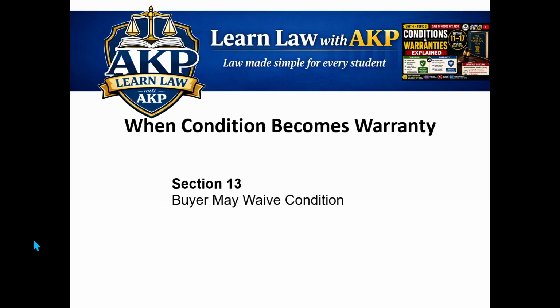Now, when conditions become warranty. Section 13 provides an important exception. Sometimes the buyer voluntarily chooses to treat a breach of condition as a breach of warranty. In such a case, the buyer keeps the goods and claims damages instead of rejecting them. For example, a machine supplied differs slightly from specifications. The buyer still wishes to use it and therefore claims compensation rather than cancelling the contract.